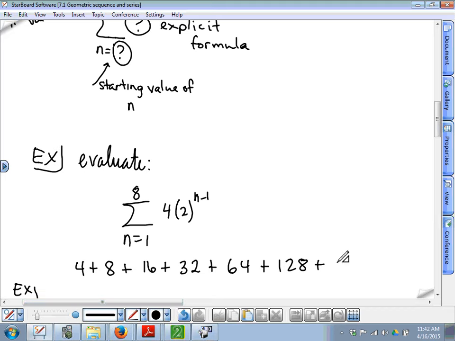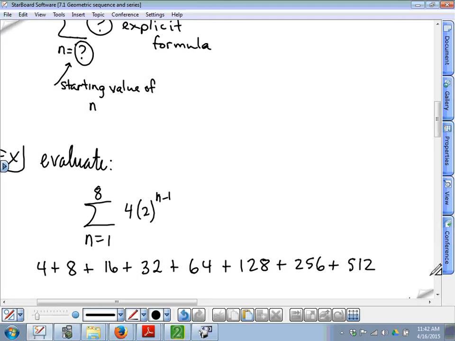Whoa, these numbers got too big for you, huh? There we go, 256. And 512. How do we know that's it? That's the 8th term. And we're only adding from the first term to the 8th term. So this is not a huge list of numbers here. You could probably just type all this into your calculator and hit enter and be done with it, and it wouldn't be that big of a deal.